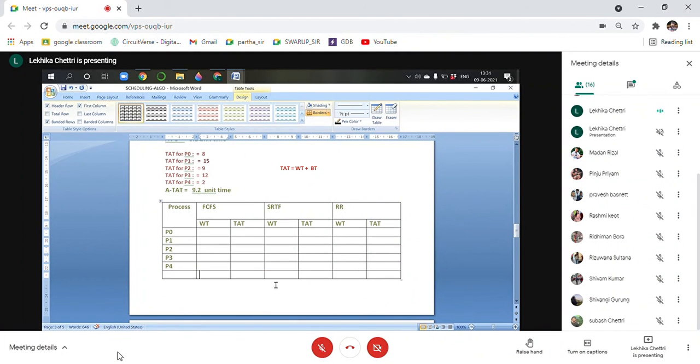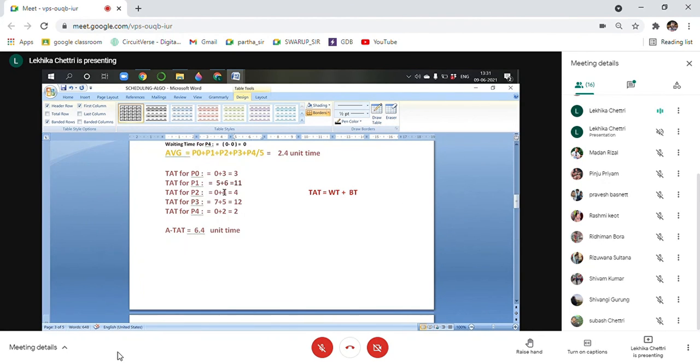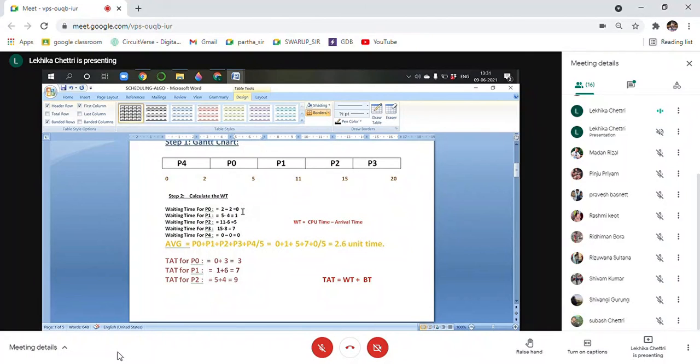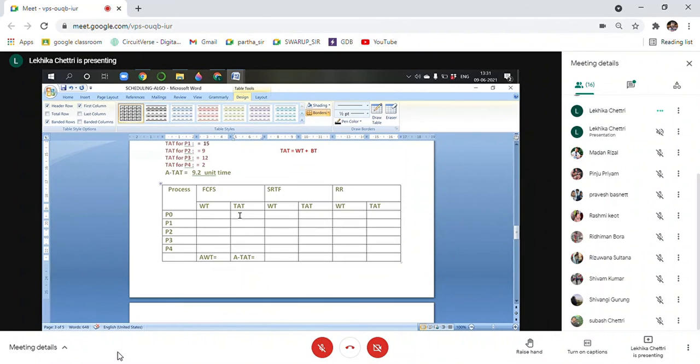Or you can add here average waiting time. That way it will be easier for you to compare. Here you have your average turnaround time. From the above, you have already calculated it. I've already prepared it. So what you can write down here is 0, 1, 5, 7, 0. This is the waiting time for your FCFS that you have calculated.